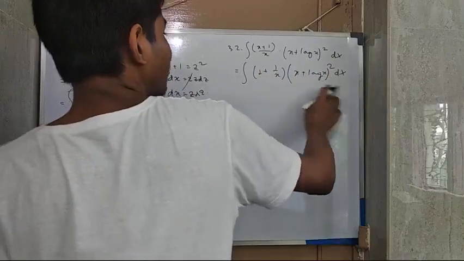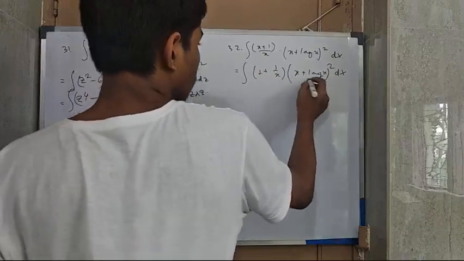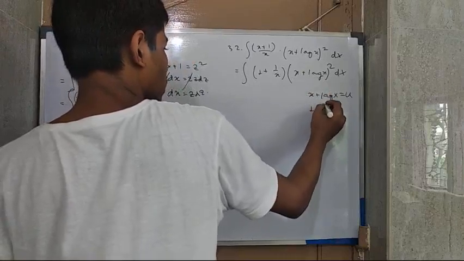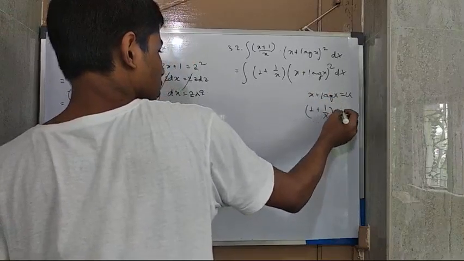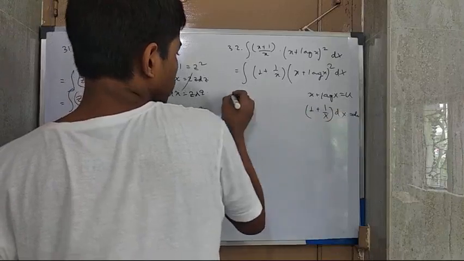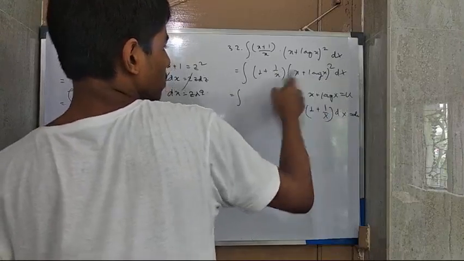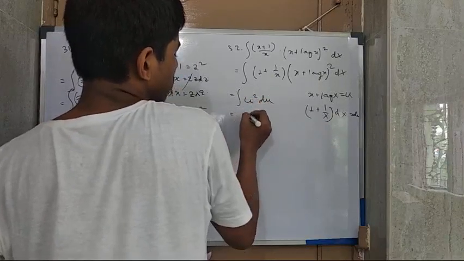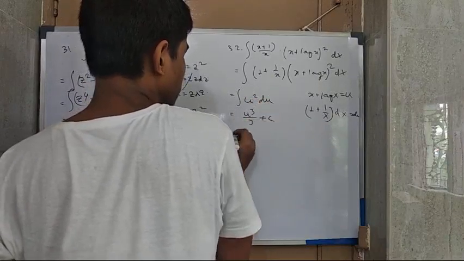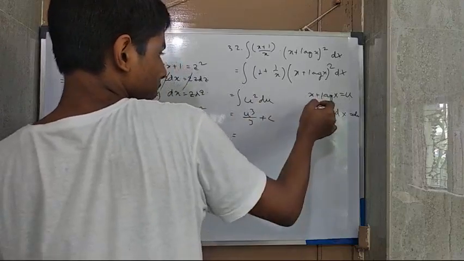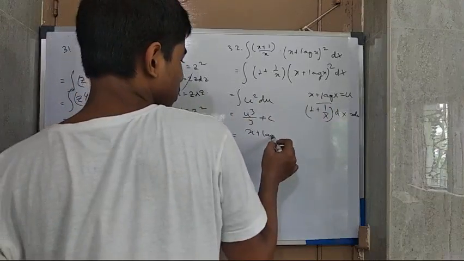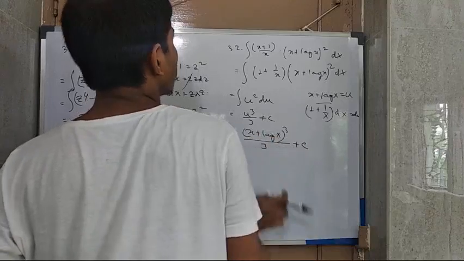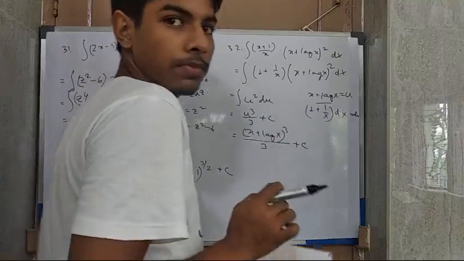So if you take x plus log x as u, so (1 plus 1 by x) dx will become du. So this portion becomes du, and this is u squared, so u squared du. So this is u cubed by 3 plus c, and u was x plus log x, so (x plus log x) cubed by 3 plus c. This is the answer for the 32nd question.